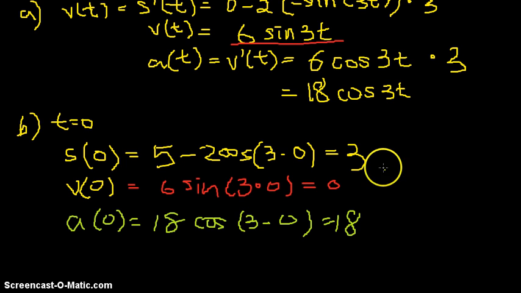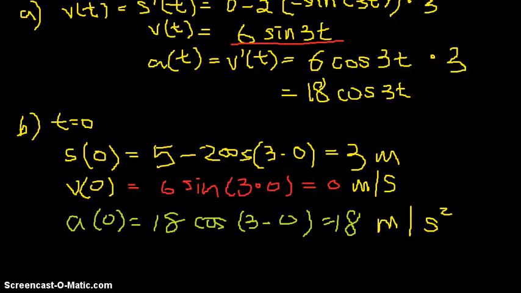An object is not moving, but it is going to have an acceleration of 18 meters per second squared. Perhaps it will be even better if I have the units here. That will be 3 meters. This will be 0 meters per second, and this will be 18 meters per second squared. Some people write it as meters per second per second. If you're not following, please replay this section, and if you have any questions, do write them down.